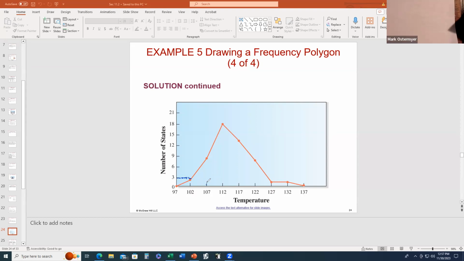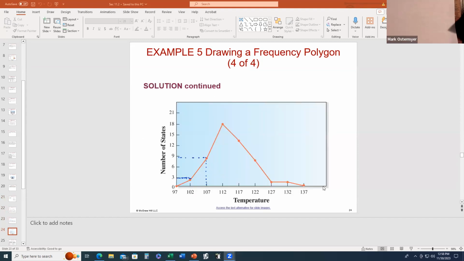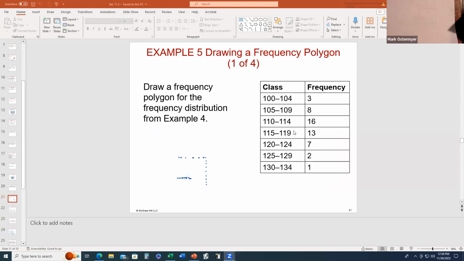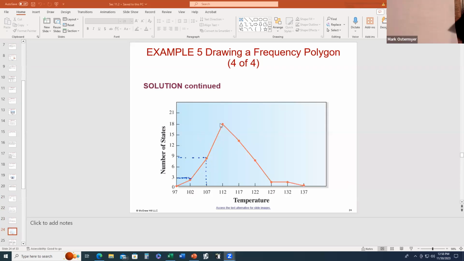The midpoint of the second class was 107, and how many states fell in the second class? What is that, 9? About 9 there. What was the second class? Oh, it was 8. Okay. All right. And 112 degrees was the midpoint of the third class. And how many states fell into the third class of record high temperatures? There were 16. All right. So this point here projects back to the vertical axis at 16.